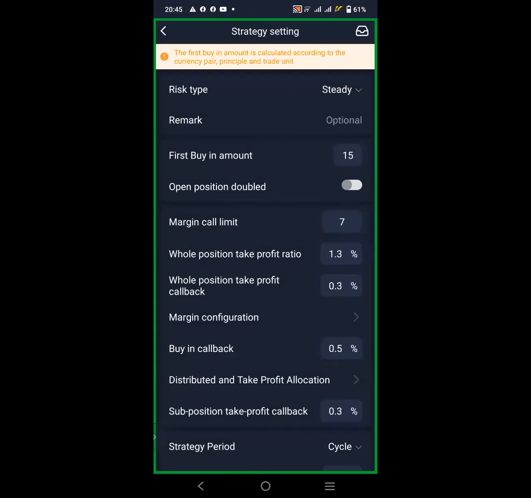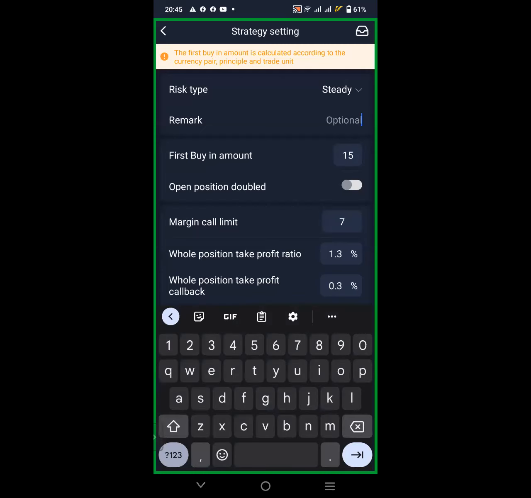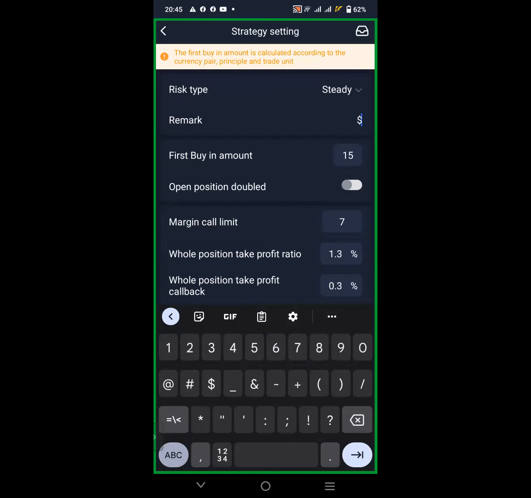So that's it. The strategy setting page appears. Now, on the strategy setting page, there is a remark. And then you can see to the far right, there's optional. Click there and let's type a description for this particular strategy. Now, you will type a dollar sign and then 38 for that first buying amount. And then you type strategy.